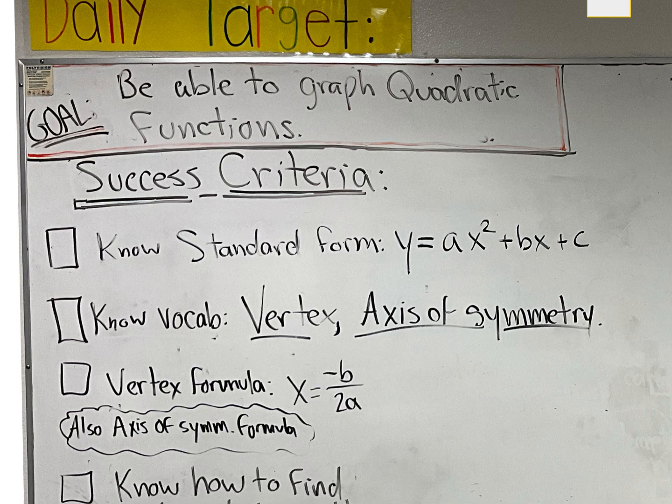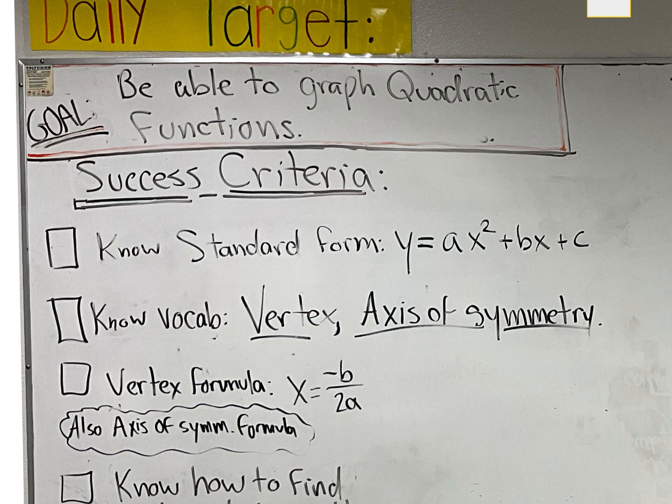After that, to be able to graph a parabola, you need to know what vertex means. The vertex is the most important point of a parabola. It's either the highest point or the lowest point, okay? How do you find that vertex?